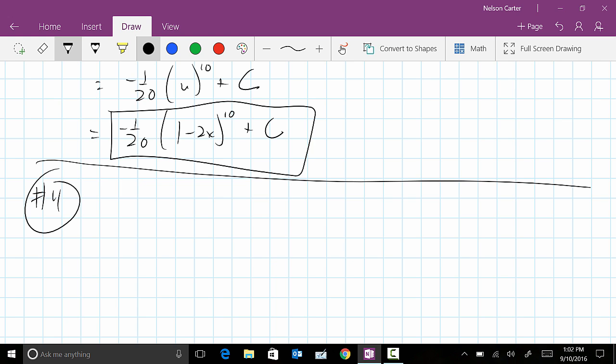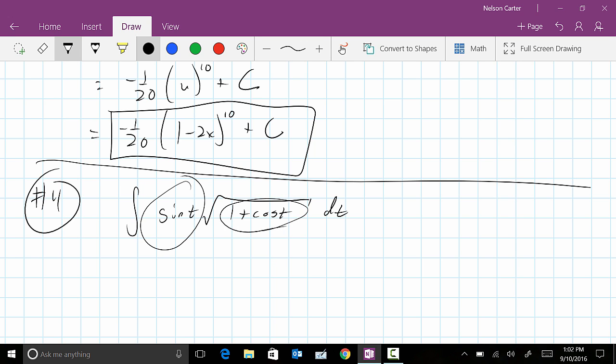Number 4 says the integral of the sine of t times the square root of 1 plus the cosine of t dt. Again, I'm looking for the product of something and its derivative, or at least an inside function. I want to see an f composed with g, a composition, and then the product of that composition with the derivative of the inside. So it looks to me like this is going to be my u, and then my du is going to involve this. Maybe I'll have to fix it up with a constant or something, but that's the approach I'm going to take.